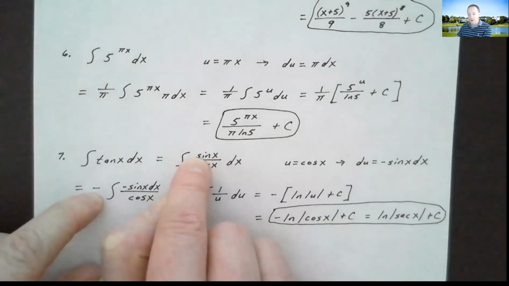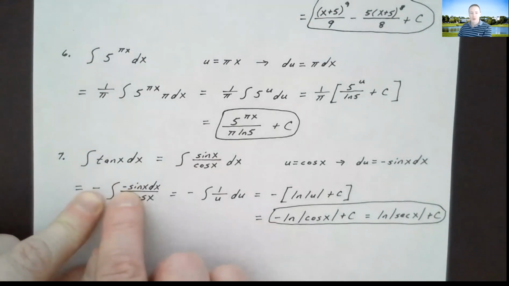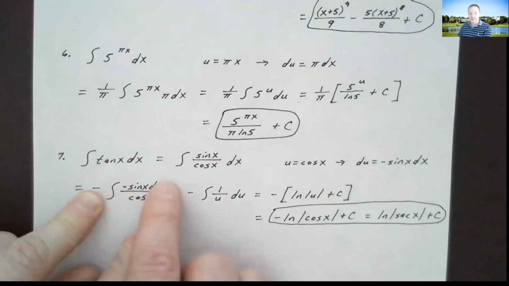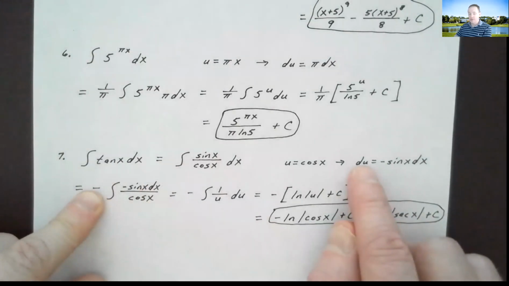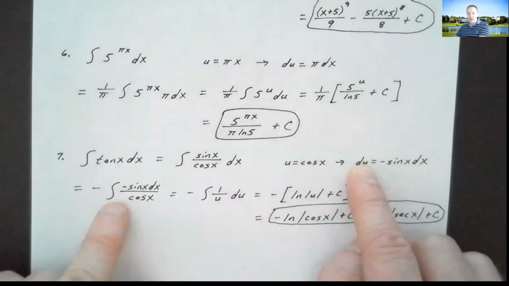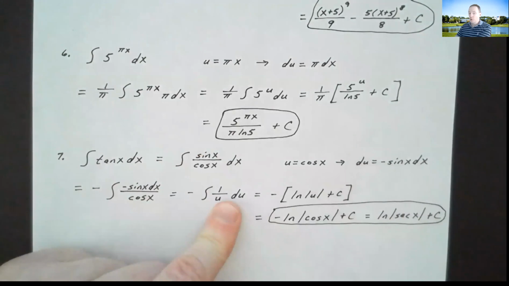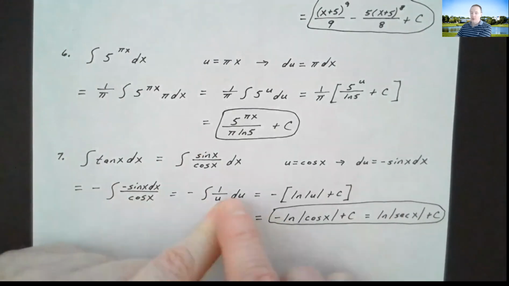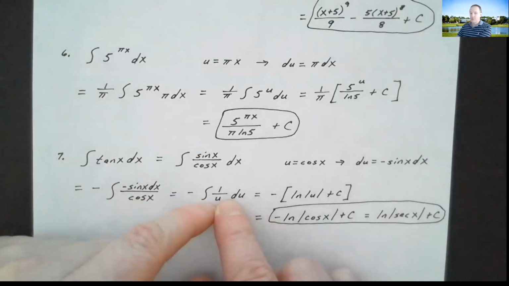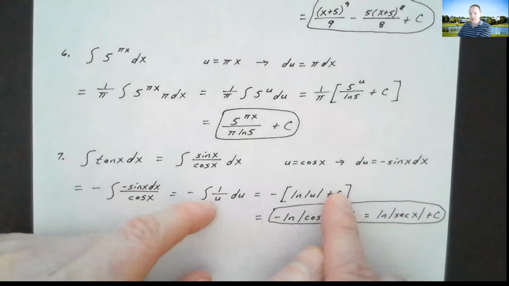You can always multiply by any constant on the inside and outside to make up for it. Okay, so now this negative sine x dx I know is going to become du. I'll have 1 over cosine, that's going to become 1 over u. So I have the integral of 1 over u with respect to u. We know that the integral of 1 over u is going to be the natural log of the absolute value of u. And then we have plus our constant of integration.